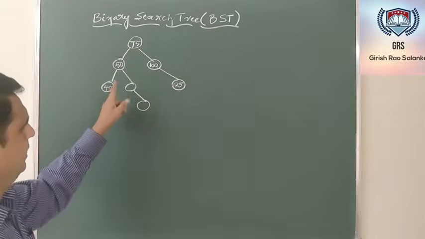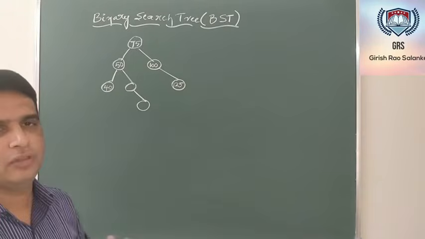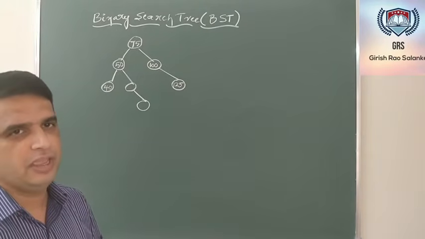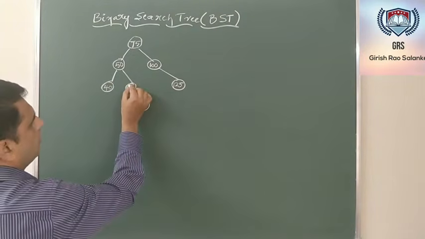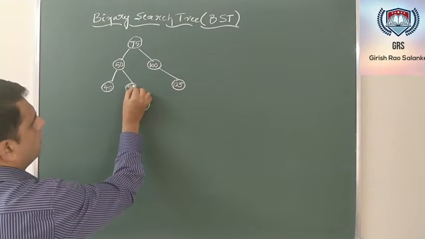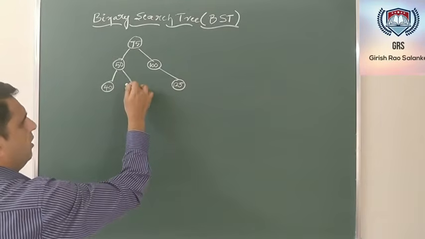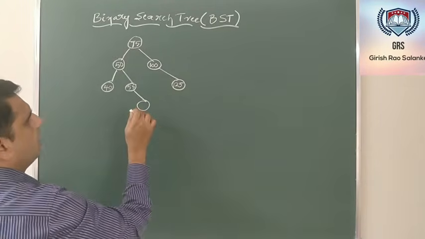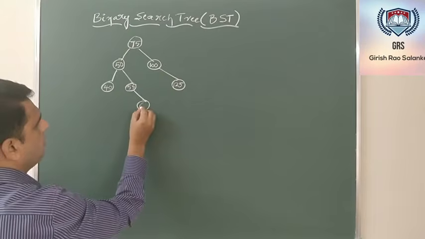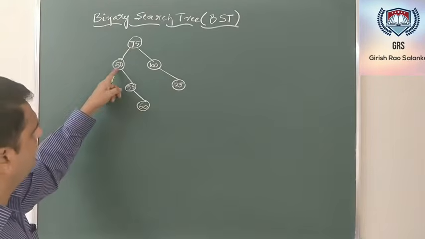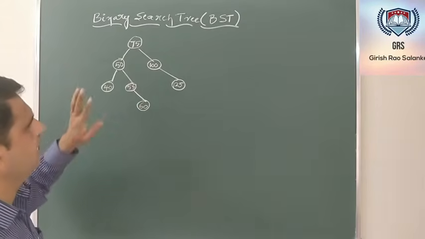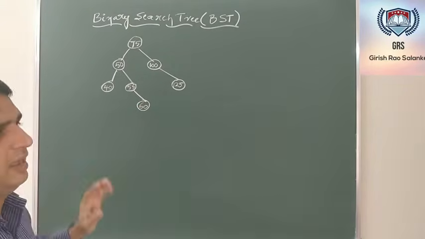Now, on the right side of this 50, I need to store those elements which are greater than 50 but lesser than 75. Say for example, if I want to store 55, it can be stored here, because it is greater than 50 but less than 75. Similarly, 60 is greater than 55, greater than 50 but less than 75. So this is a binary search tree.